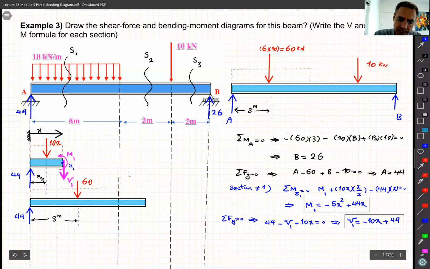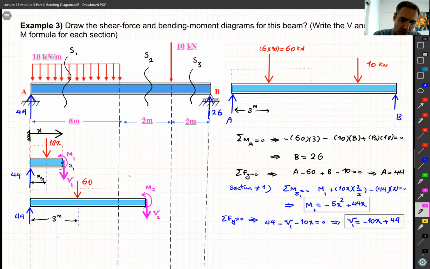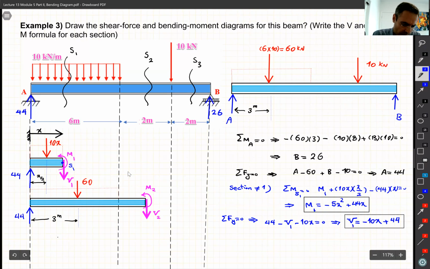So we get to the section. And at the section, we have V and then we have M. M2, V2. All right. So we write down our equations again. I let you guys do it. If we do it, it's going to be sum of the moment about point S2 equal to 0.